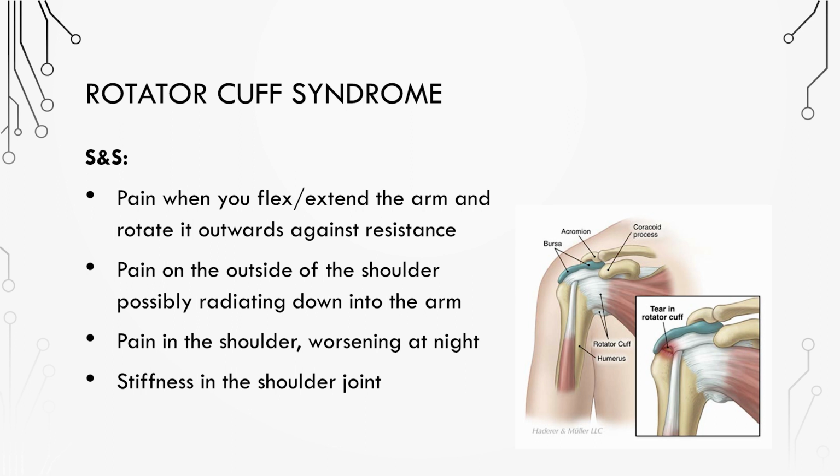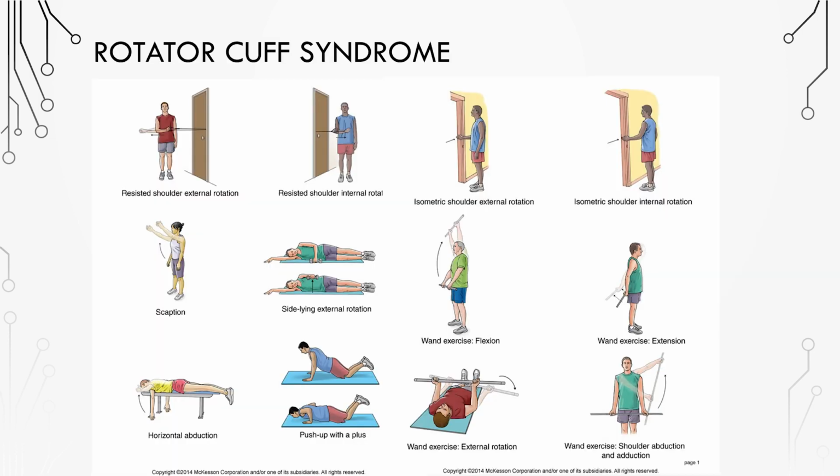Examining the shoulder, particularly where the tendons of the rotator cuff muscles attach to the humerus, can reveal tender spots, indicating possible tendon irritation or disruption. This is often the primary distinguishing characteristic of rotator cuff syndrome. Prevention and management primarily hinge on strengthening the rotator cuff muscles.